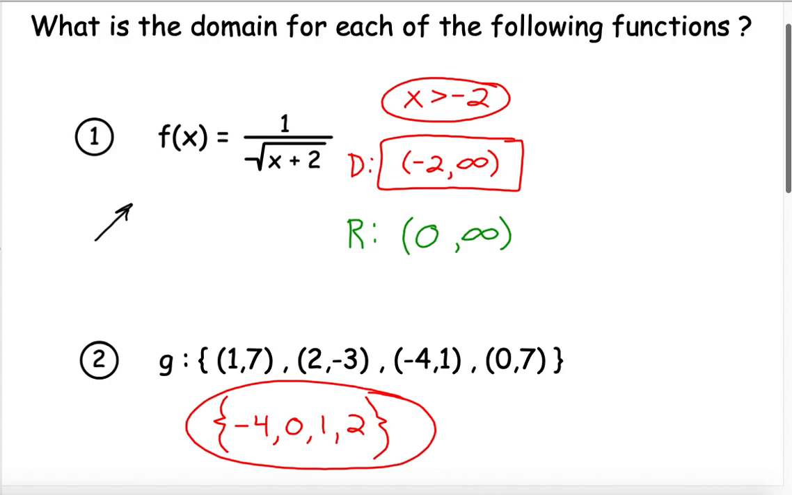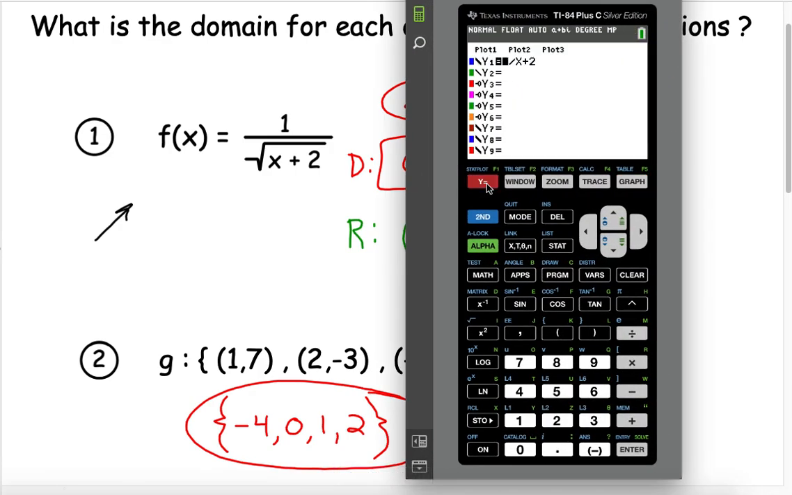We could check this by graphing 1 over the square root of x plus 2. Let's graph that very quickly. 1 divided by the square root of x plus 2. And you'll notice that as x gets really big, my graph is getting closer and closer to the x-axis, or the y value is getting closer and closer to 0. As my x values are getting closer to -2, my y values are shooting up.